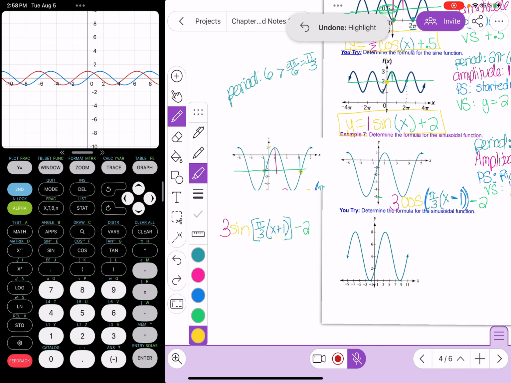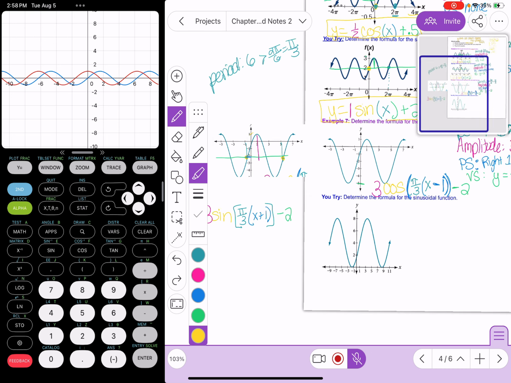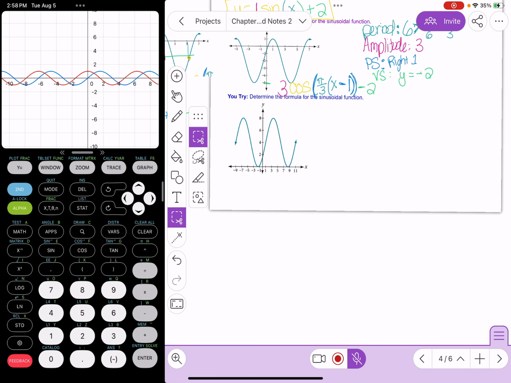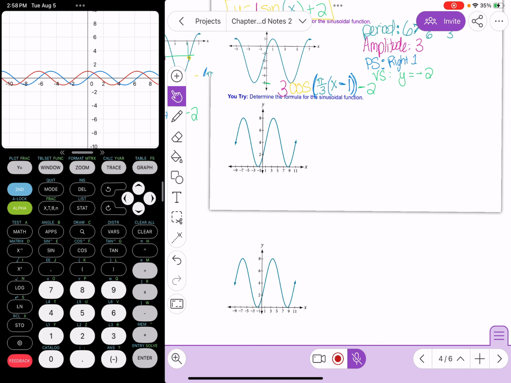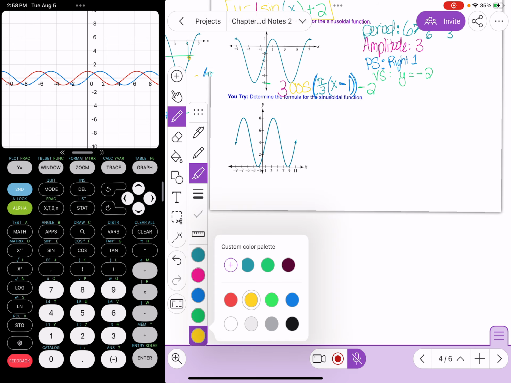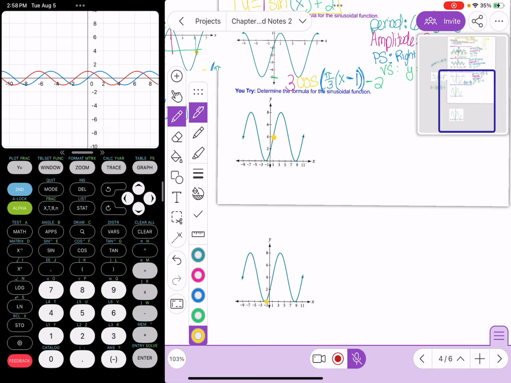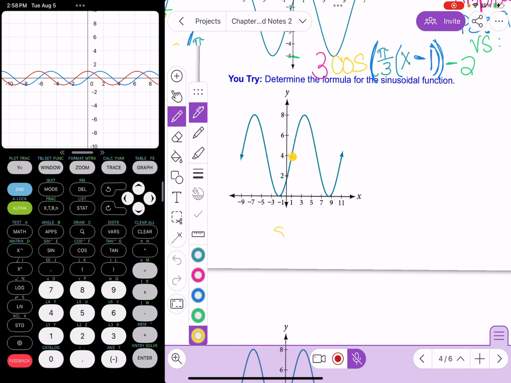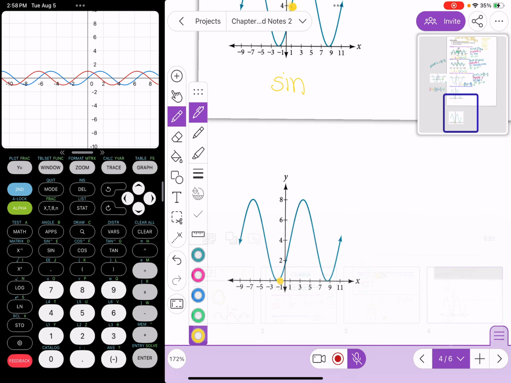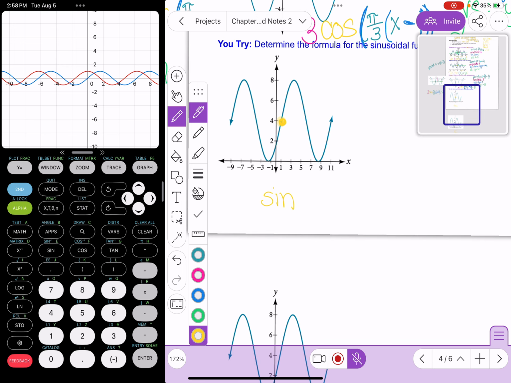So pause the video for a second and do the U-try. Do whichever you want. Do the sine or the cosine, it doesn't matter. I'm going to do both and see how you did. If you did sine, you're going to pay attention to the top one. If you did cosine, you're going to pay attention to the bottom one. If you want to see both, you can pay attention to both.